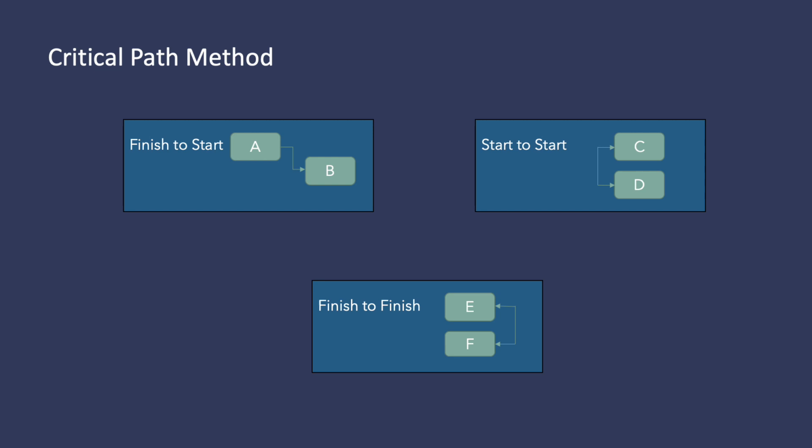And one more type of relationship is start to finish, which is rarely used. Therefore, I didn't mention it here, but it means that an activity must start before the successor can finish. So at this point in time, what do we know? We know all activities that need to be accomplished, and also we know how they are related to each other.